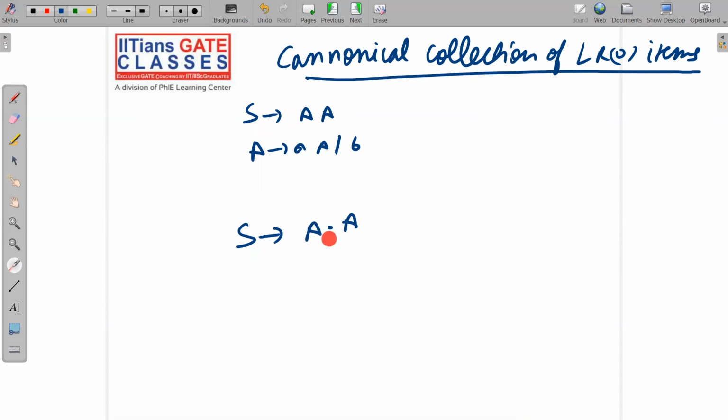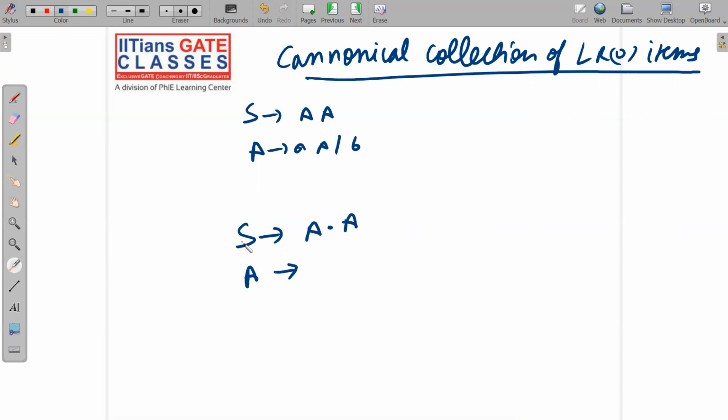I can apply the dot here, here, here, anywhere. So I have applied it here. Now this is an LR0 item, but it is not a canonical collection of LR0 items. Why? Because the dot is present in the beginning of A. So you have to add all the productions of A with the dot in the beginning. Then it will become canonical collection.